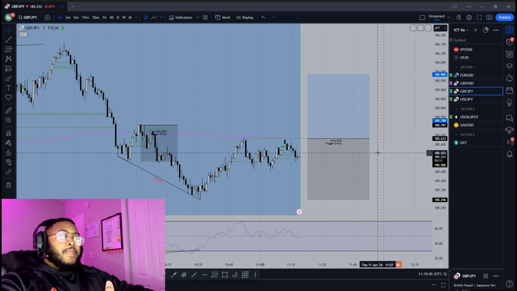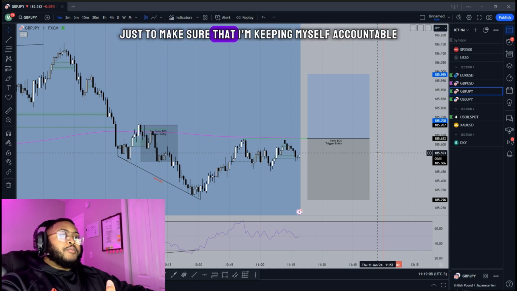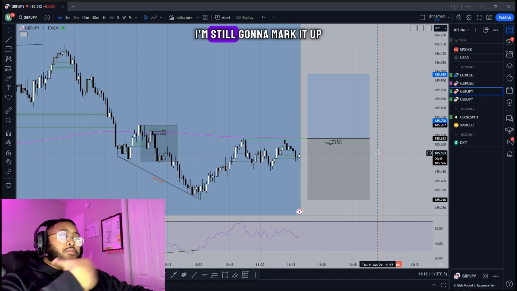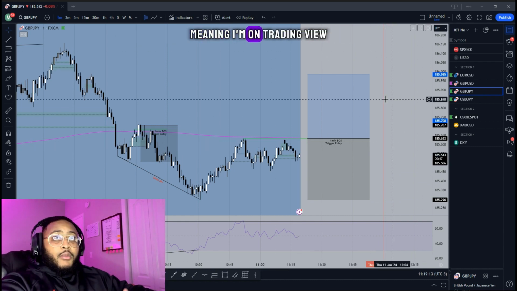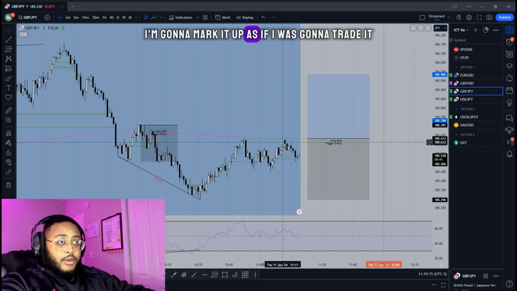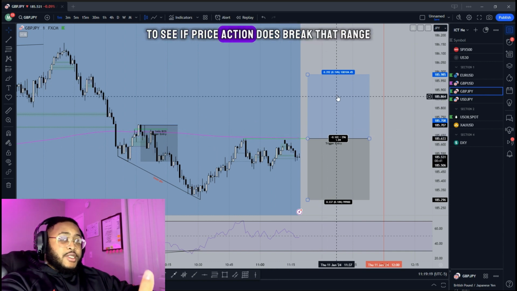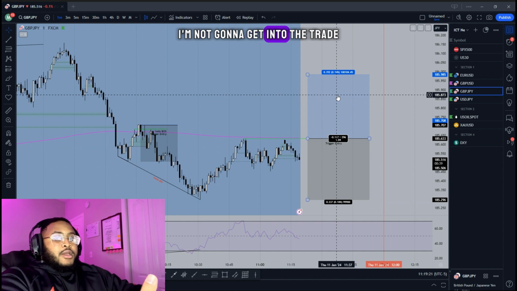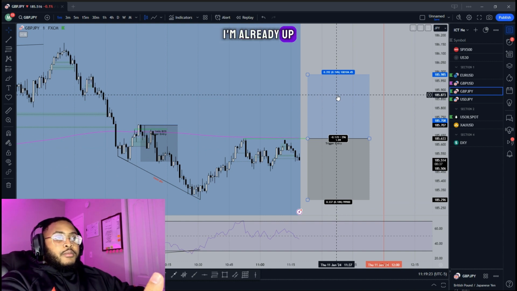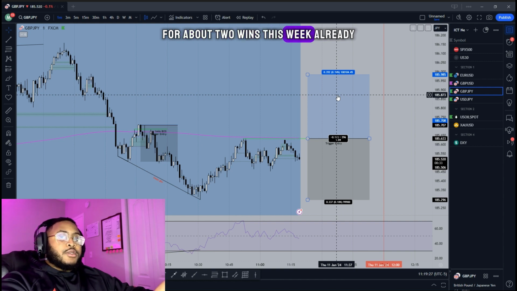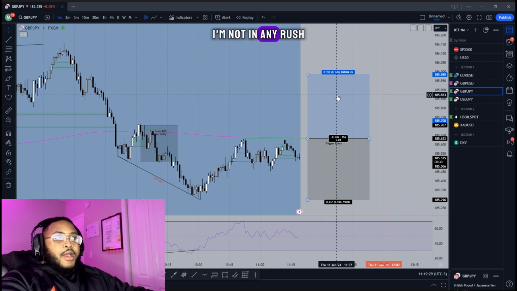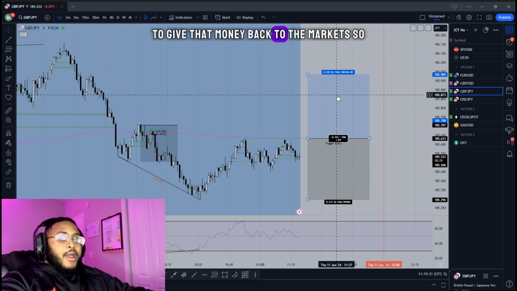So just to make sure that I'm keeping myself accountable, I'm still going to mark it up, meaning on TradingView, I'm going to mark it up as if I was going to trade it, and I'm going to set an alarm to see if price action does break that range. I'm not going to get into the trade. I'm already up for about 2 wins this week already. I'm not in any rush to give that money back to the markets.